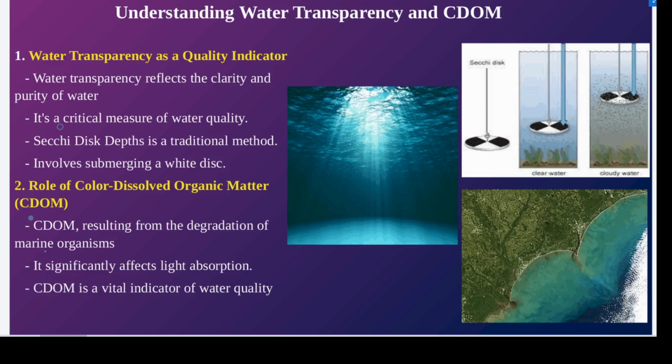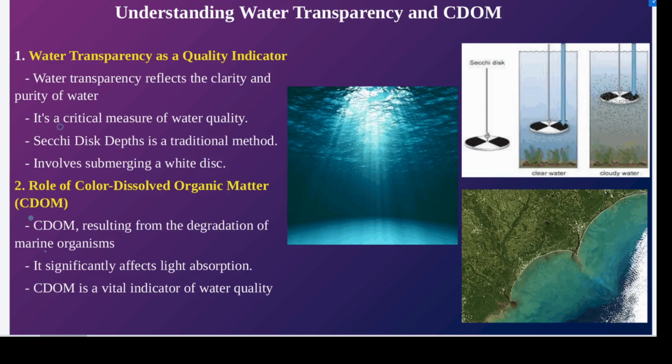CDOM stands for colored dissolved organic matter. And CDOM results from degradation of organisms, and its color ranges from yellow to brown. It significantly affects light absorption, especially in the blue and ultraviolet spectrum, which alters the water transparency. CDOM is a vital indicator of water quality, contributing dissolved organic carbon or potentially eutrophication.